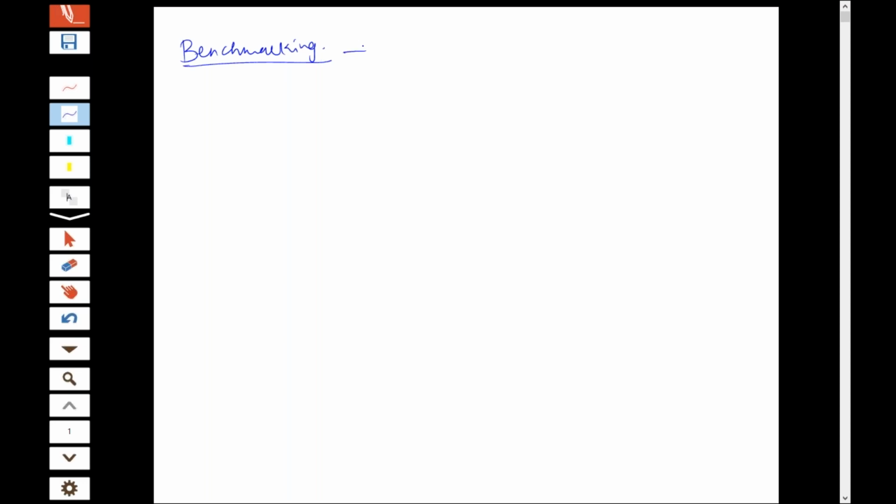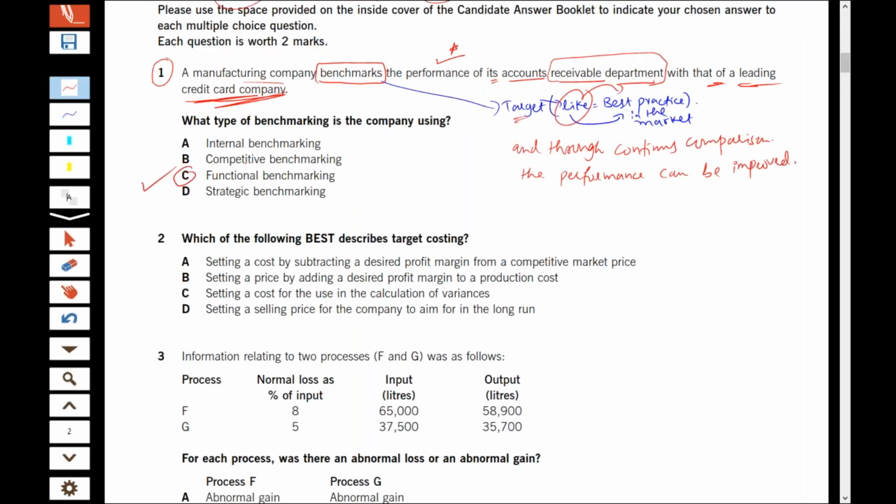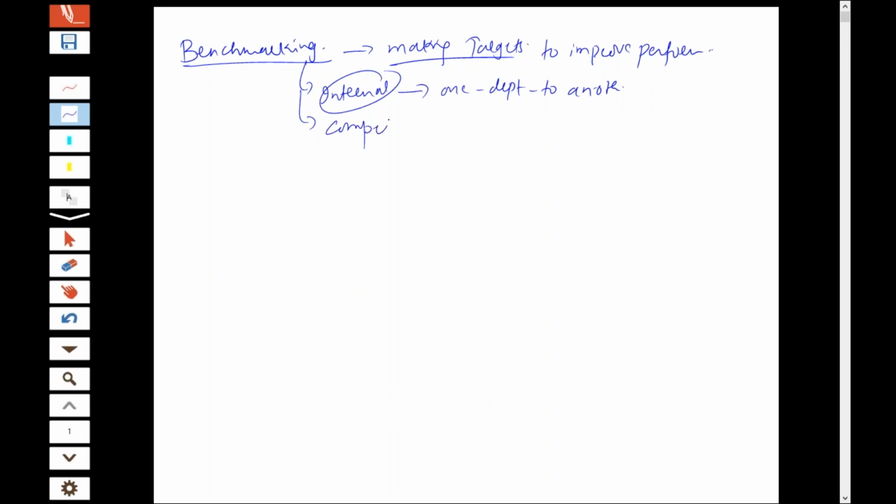Benchmarking: making targets to improve performance. Now, there is internal benchmarking, and internal benchmarking means within the organization, that is from one department to another. Next is competitive benchmarking. What do you mean by competitive benchmarking? Competitive benchmarking involves our product versus competitor product. That is the product.